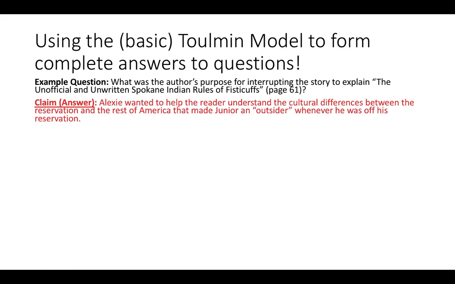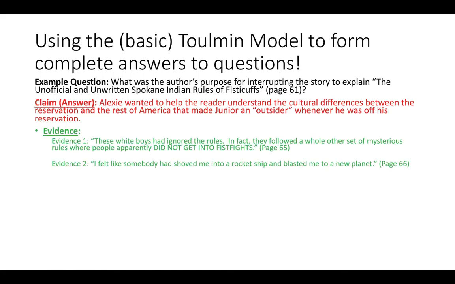Using the basic Toulmin model to form complete answers to questions might look like this. So there's the question about the unofficial, unwritten Spokane Indian rules of fisticuffs and the author's purpose for stopping the story to explain these. Here is an answer that might work. Alexi, who is the author, don't confuse Alexi with Junior. Alexi wanted to help the reader understand the cultural differences between the reservation and the rest of America that made Junior an outsider when he was off his reservation.